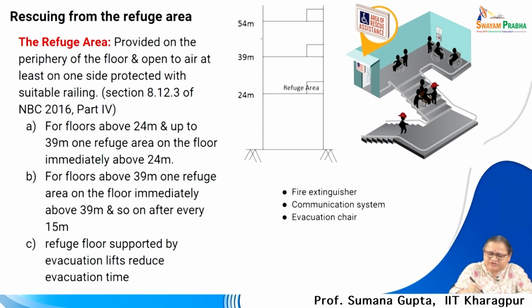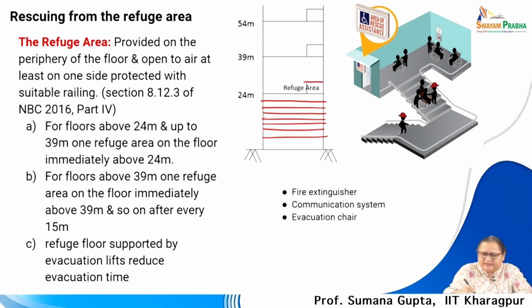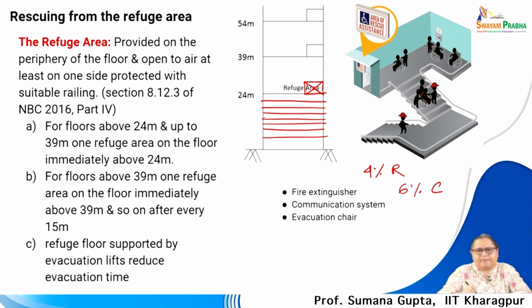If you see this section of the building, up to 24 meters it will have a few floors in between, say around 7 to 8 floors, after which there will be a certain space dedicated for a refuge area. How much is that? 4% of the floor area in case of residential, or 6% of the space if the use is commercial, and that is not counted under the FAR, that is the floor area ratio. So, that comes free.